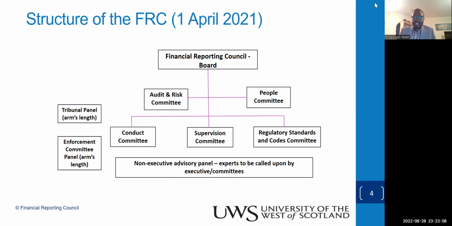This is the structure of the FRC, effective 1st April 2021. We have the FRC sitting at the board level at the very top. The next layer right underneath it is the tribunal panel, made up of the audit and risk committee and the people committee. Underneath it, the next layer, we have the enforcement committee panel, where we have the conduct committee, the supervision committee, and the regulatory standards and codes committee. In all of this, we leverage the non-executive advisory panel. These are experts called upon to provide technical advisory services to all of these committees as and when they are needed.